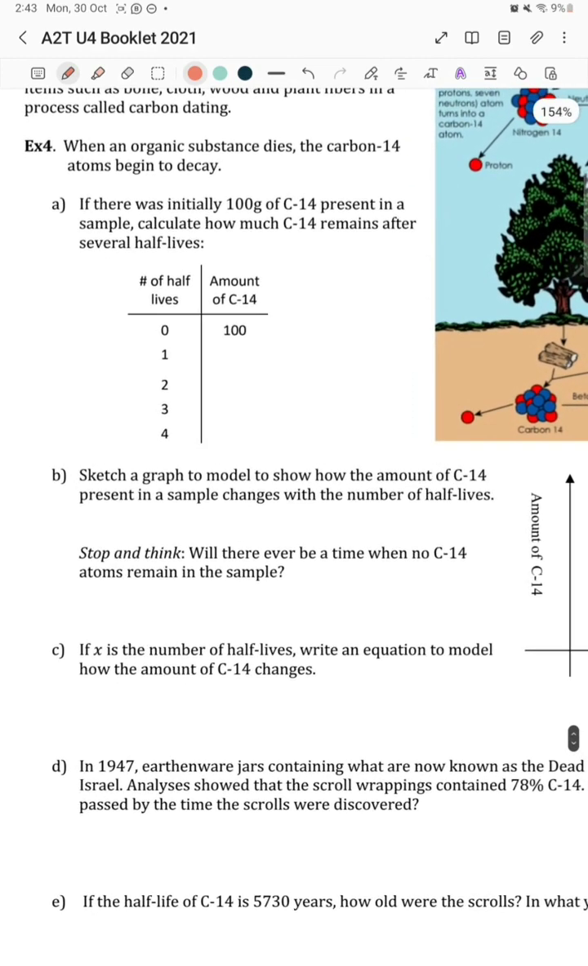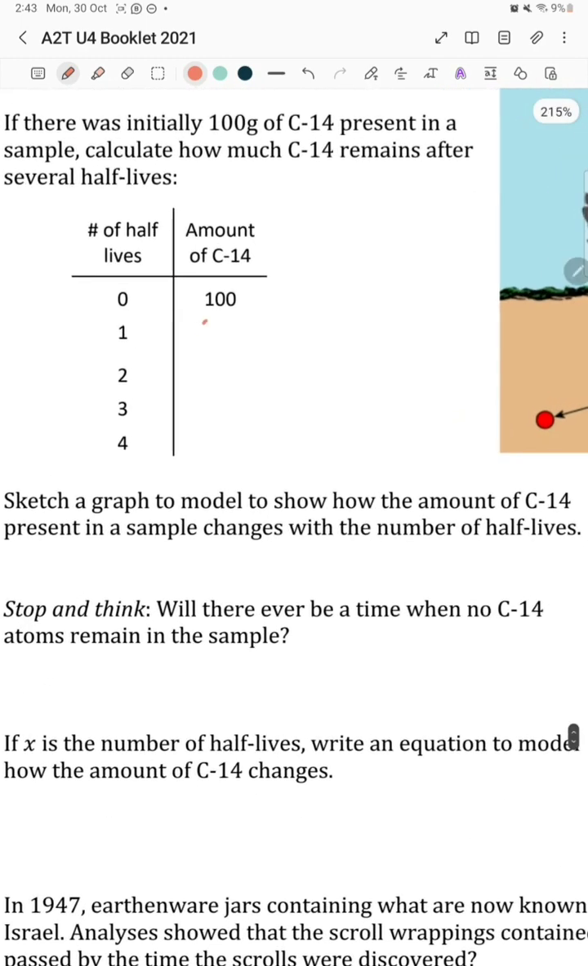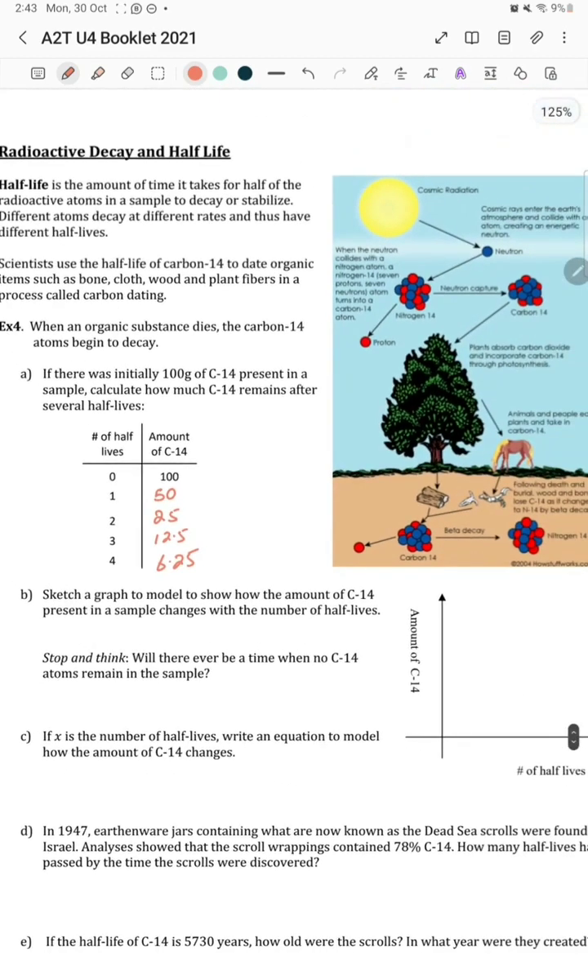If there were initially 100 grams of carbon-14 present in a sample, calculate how much carbon-14 remains after several half-lives. So after the first half-life, it will remain 50. After the second half-life, 25. Third half-life, 12.5, and fourth, 6.25.